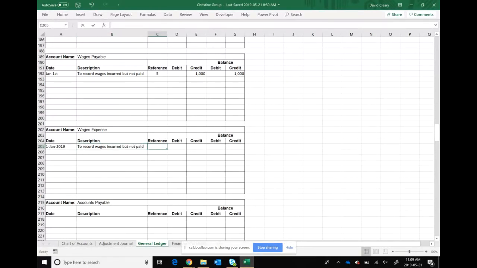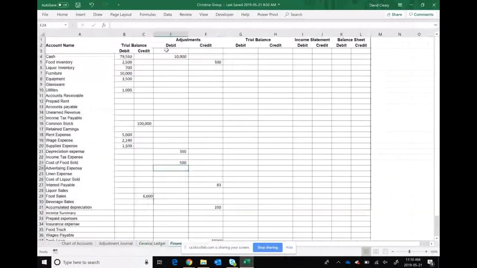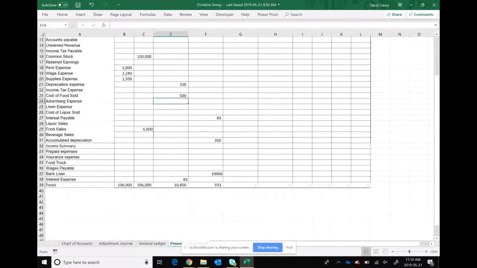There we go. Same reference number, and we debit because it's an expense. And we can take the balance because we know nothing else is going to affect it. So now we can post all these to our adjustments. Right here.